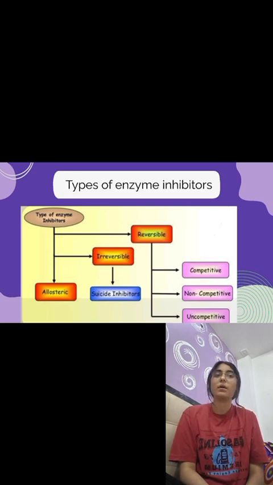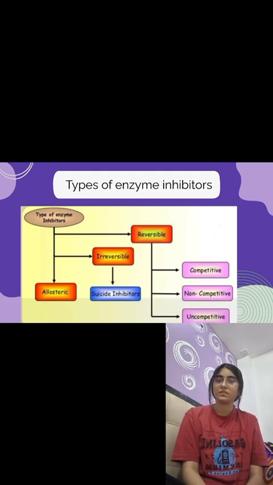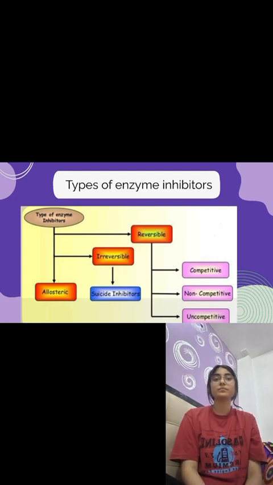Here we are discussing types of enzyme inhibitors. There are three types of enzyme inhibitors. First is reversible, second is irreversible, third is allosteric. In reversible, there are three types: competitive, non-competitive, and uncompetitive. In irreversible, there is the suicide inhibitor.